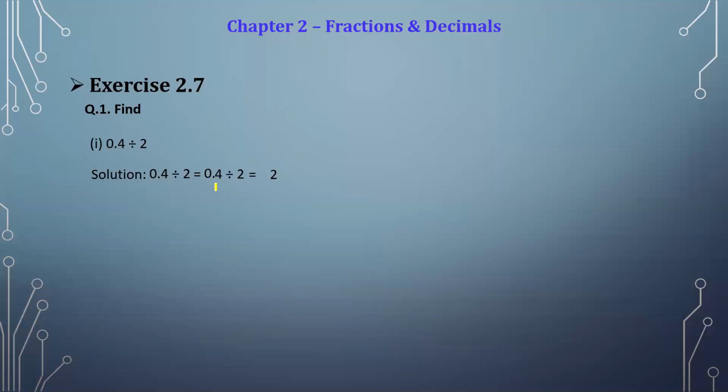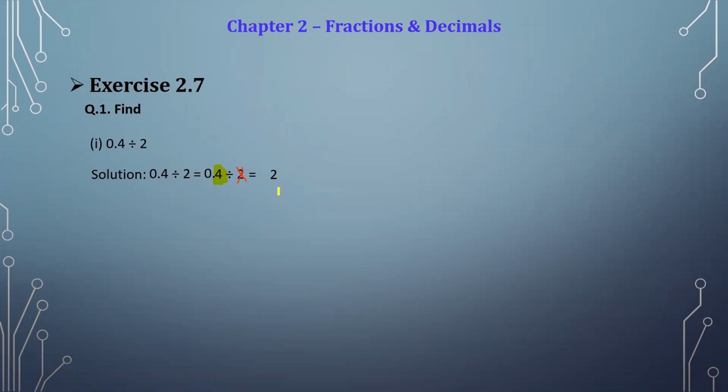So here 2 is a whole number, so there is no need to count the decimal digits in the whole number 2, so that will be cancelled. The remaining decimal number is 0.4, and in this decimal number only a single digit is present after the decimal point.